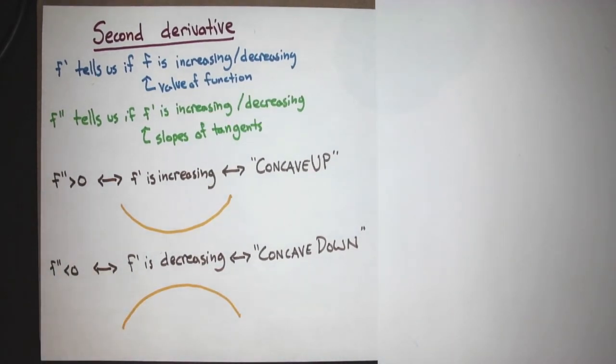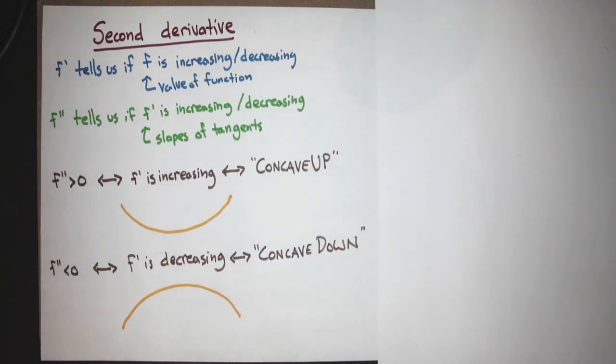So if we think back, the first derivative tells me something about the function. It tells me how the function is increasing or decreasing. So in particular, I can tell you if the value of the function is going up or if the value of the function is going down. That's the first derivative. So we say, well, the second derivative, that's the derivative of the derivative.